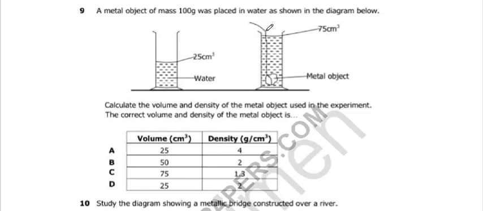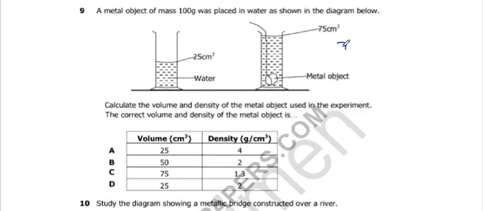After placing the metal object in it, the volume level increases to 75 centimeter cubed, right? And the question says, calculate the volume and density of the metal object used in the experiment. So we've got the volume of the water alone, we've got the volume of the water and the metal object. So to find the volume of this metal object alone, we'd simply have to say this volume minus that volume.